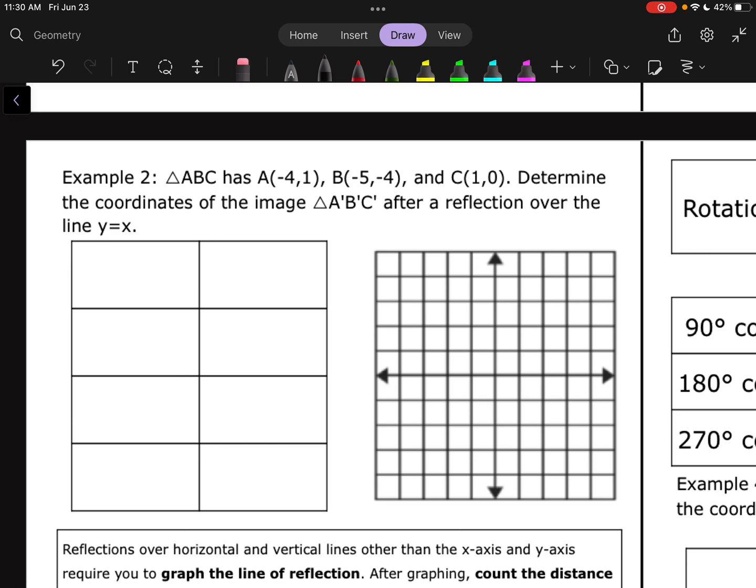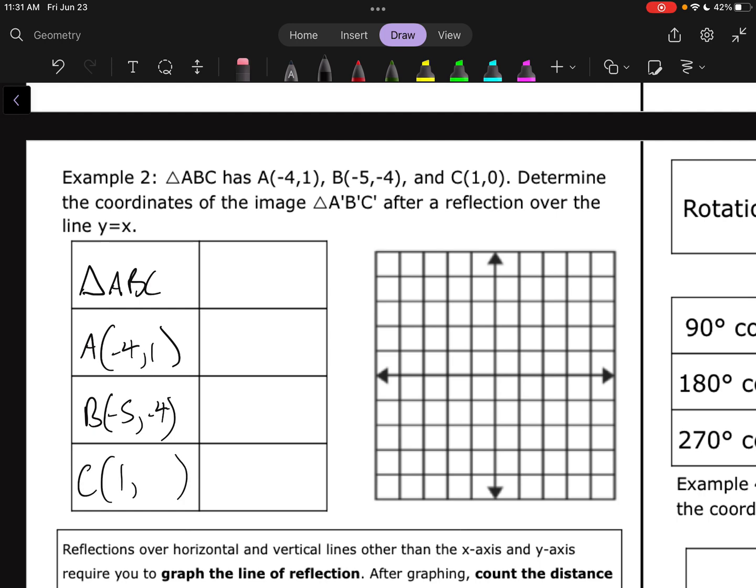So this is a reflection over the line y equals x. And we've got triangle ABC. A is at negative 4, 1. B is at negative 5, negative 4. And C is at 1, 0. Let's see what those look like. Negative 4, 1. Negative 5, negative 4. And 1, 0. So A, B, C.